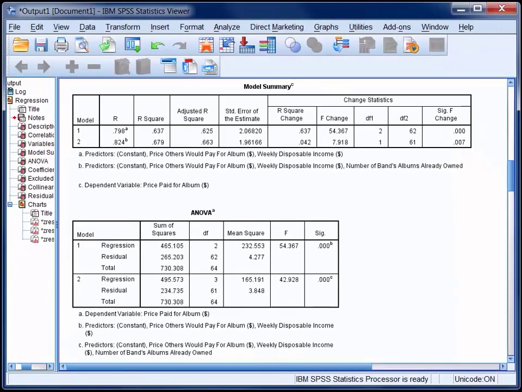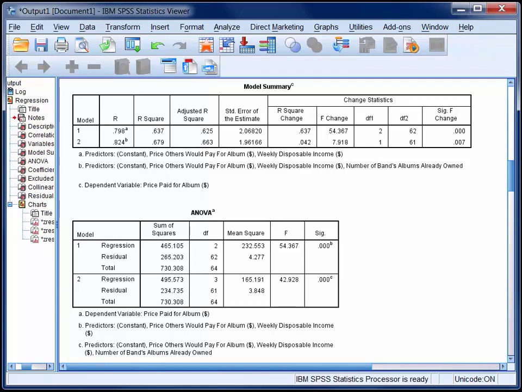So far we've learnt that weekly disposable income and price others would pay can, in combination, account for 63.7% of the variance in price paid for the album when entered on block 1 of the hierarchical regression. When the number of albums already owned was entered on block 2, it accounted for an additional 4.2% of the variance in price paid. This proportion of incremental variance was statistically significant. The full 3-predictor model was able to explain 67.9% of the variance in price paid. And again, this is a statistically significant amount.